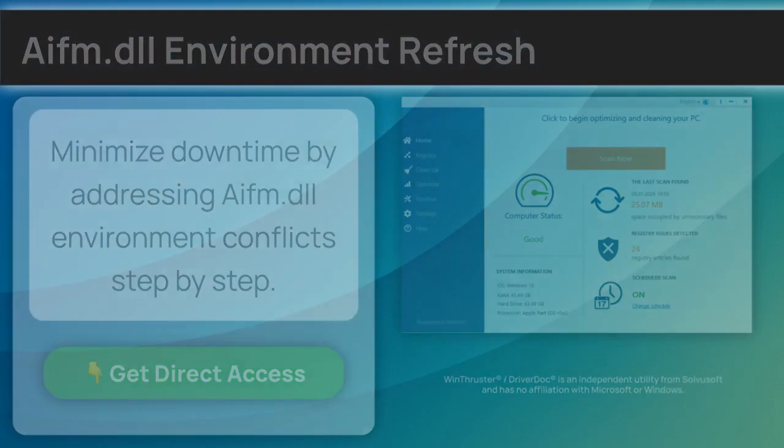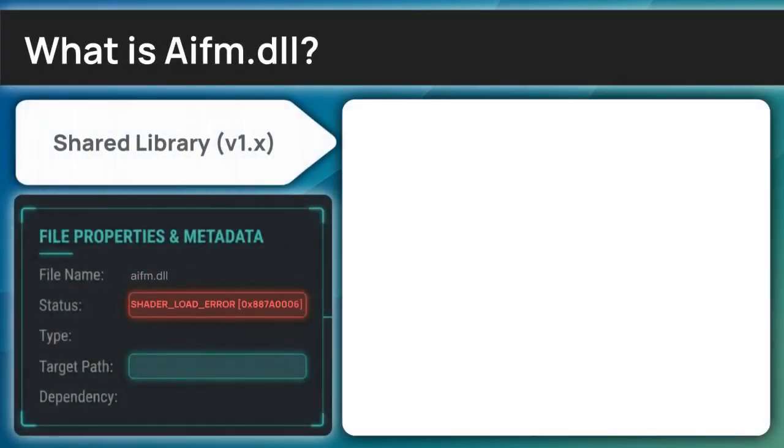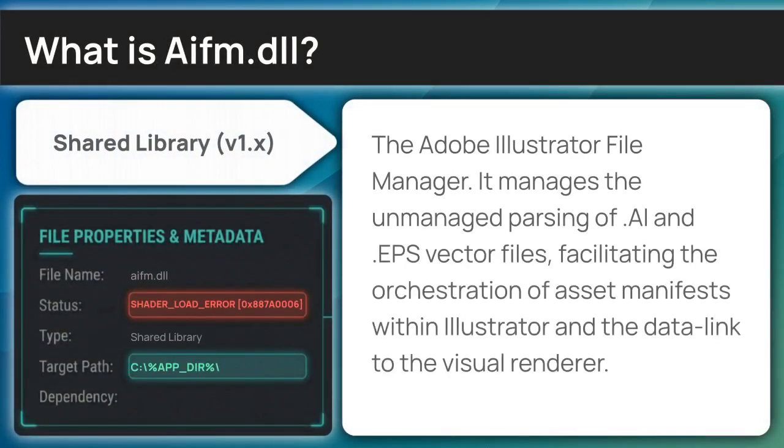This is the Aifm Library, the Adobe Illustrator File Manager. It manages the unmanaged parsing of .ai and .eps vector files, facilitating the orchestration of asset manifests within Illustrator and the data link to the visual renderer. Now that the background is clear, let's walk through the actual installation steps.